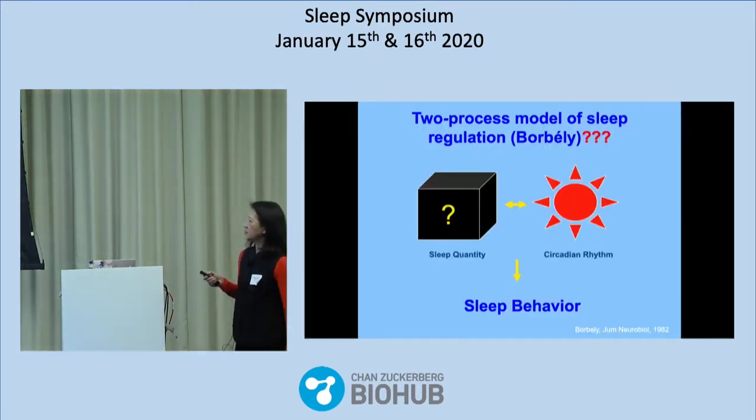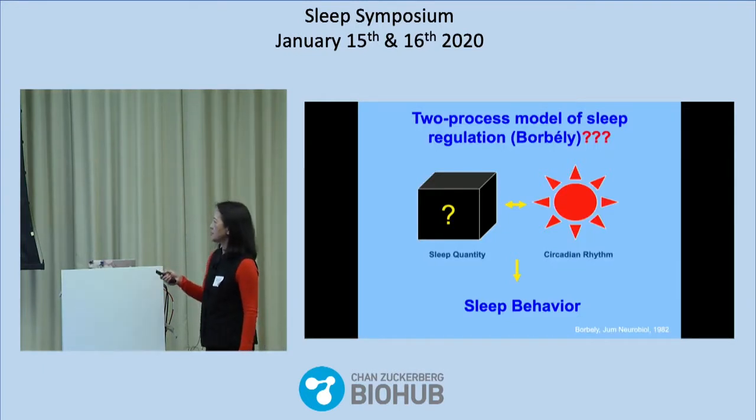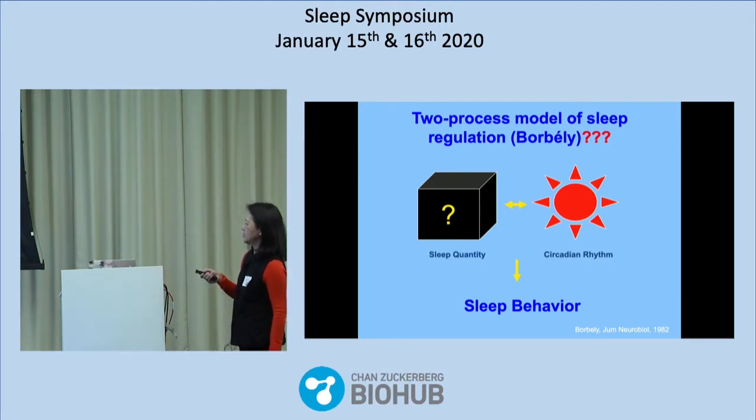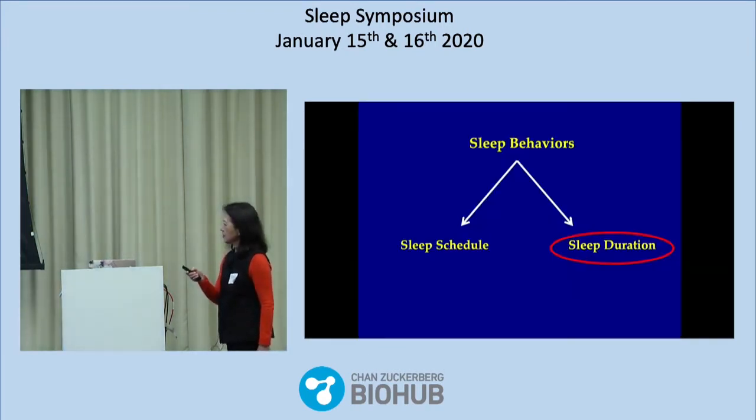I think several speakers have talked about this, but maybe not in two-process model terms: people have talked about circadian rhythm and sleep pressure, two processes. This was a model proposed by Borbély in 1982 to help describe sleep behavior. So there is this circadian rhythm and there is this sleep homeostasis. I want to come back to this two-process model later in my talk.